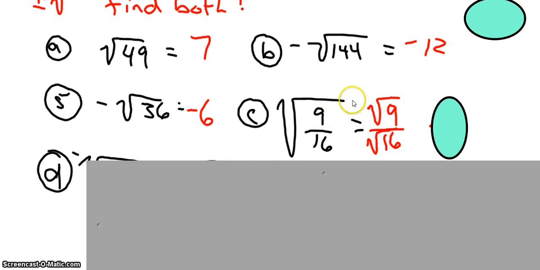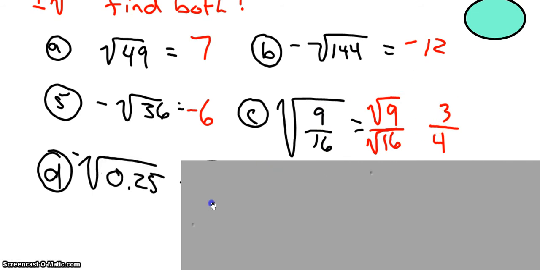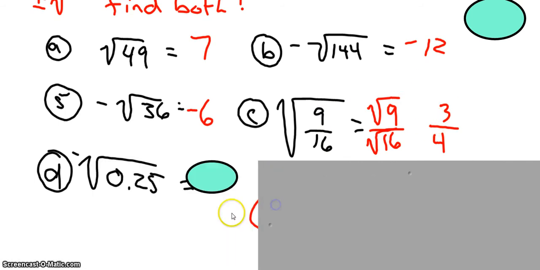So we can rewrite this fraction as the square root of 9 over the square root of 16. Because they're both perfect squares, we can find their roots. The square root of 9 is 3, and the square root of 16 is 4. So the square root of 9/16 is 3/4. Very good.